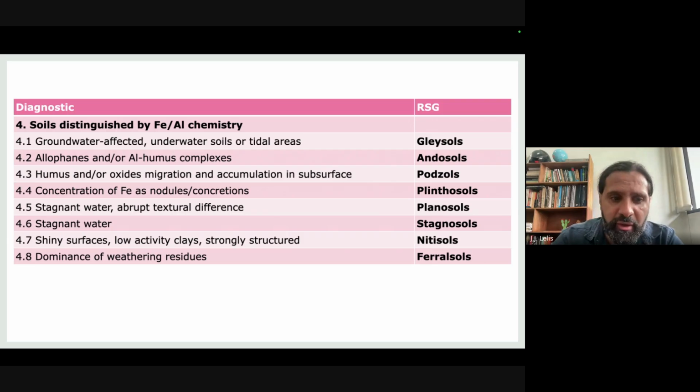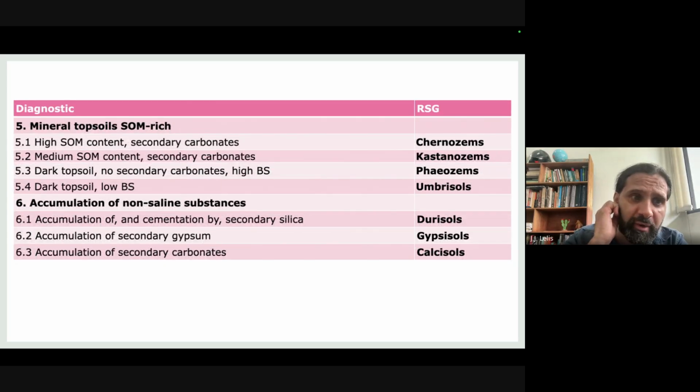If you register a soil with a dominance of residues such as hematite, goethite, kaolinite, gibbsite, you register a Ferralsol. If you register soils with a mineral horizon that's enriched in soil organic carbon, you have four options. The first option is if you register a very high content of soil organic matter and also secondary carbonates. You call them Chernozems, the Russian typical soil.